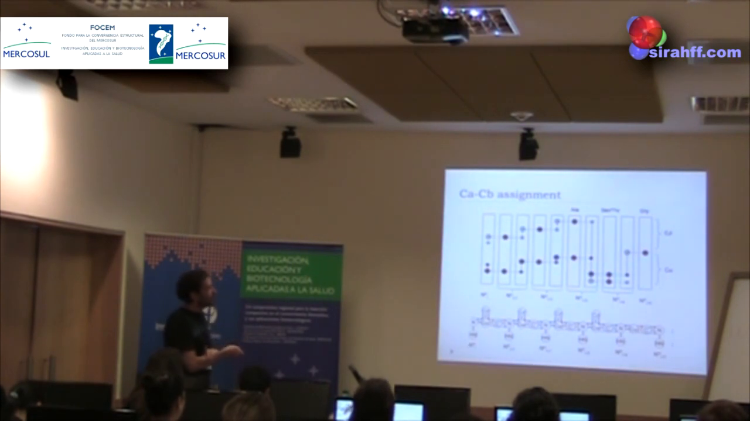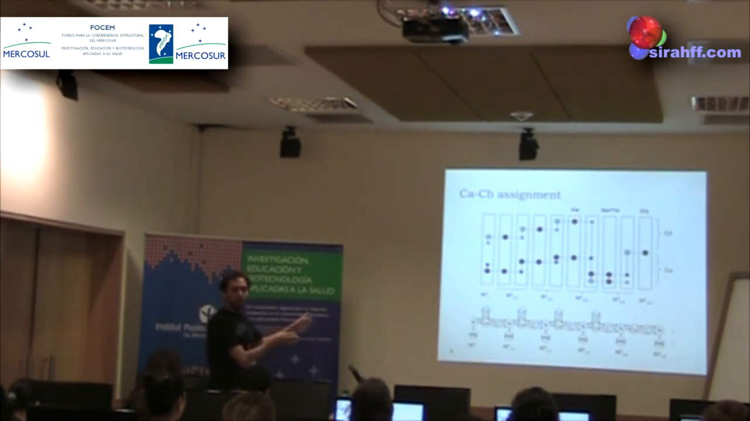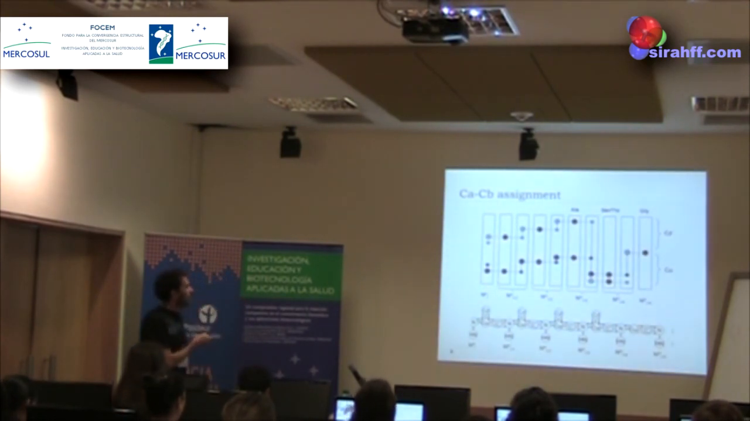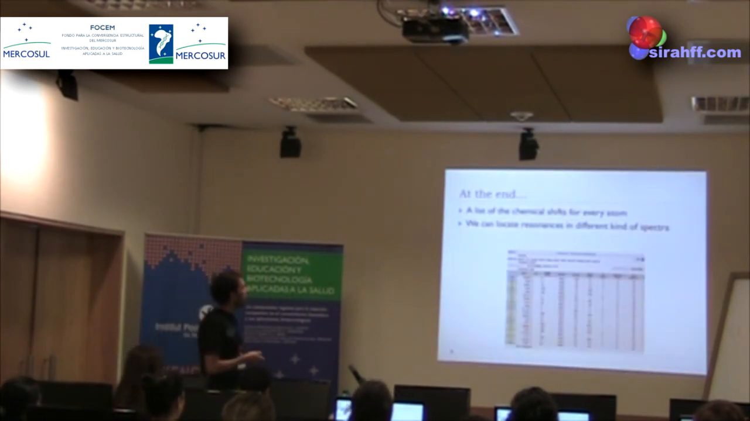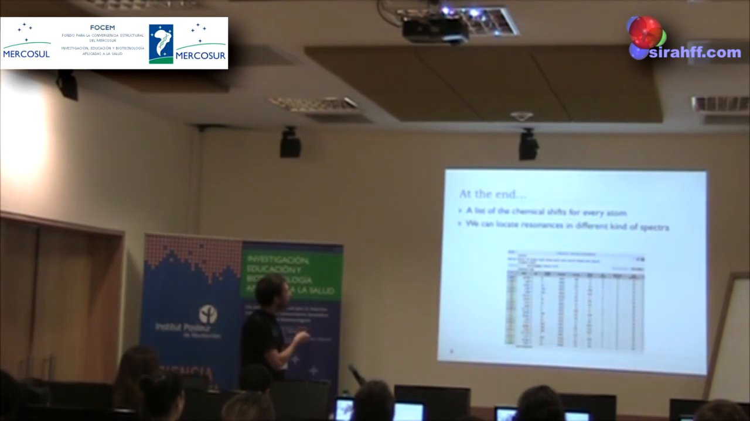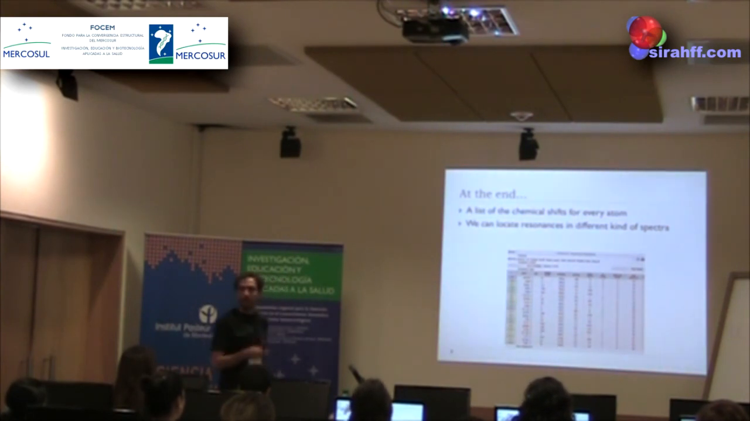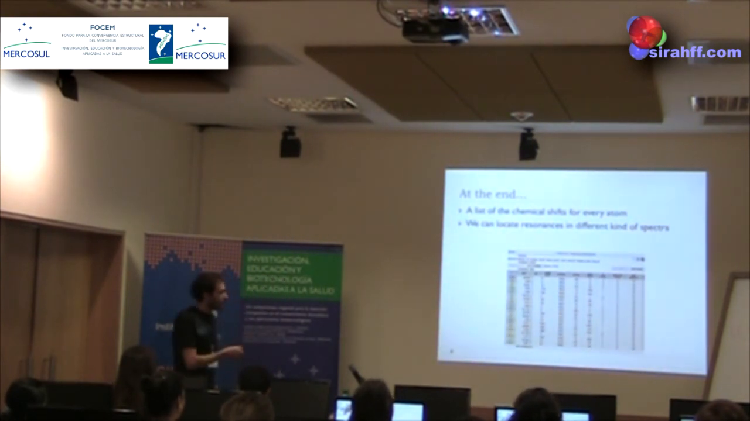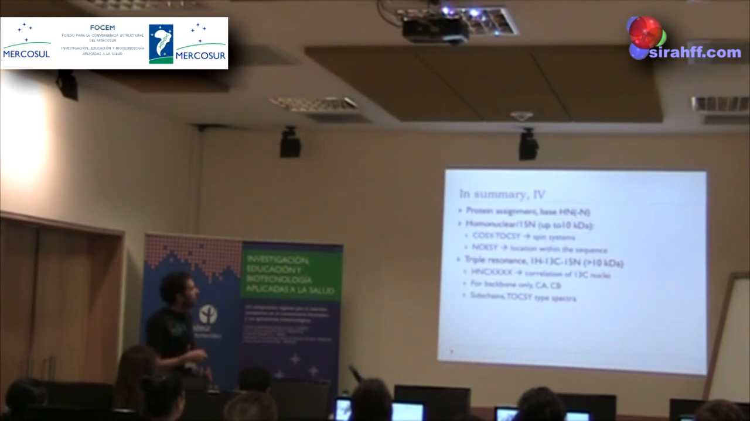This is before this one. Eventually you will figure out who is who in the whole system. This is the basic NMR assignment. At the end of the assignment process, you get a list of chemical shifts for each atom, right? You will have a very long list of 1,000 entries where you have the chemical shift for each atom.